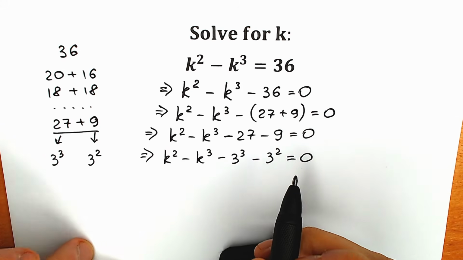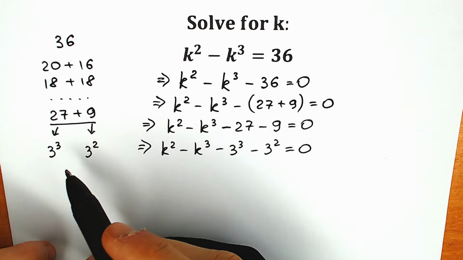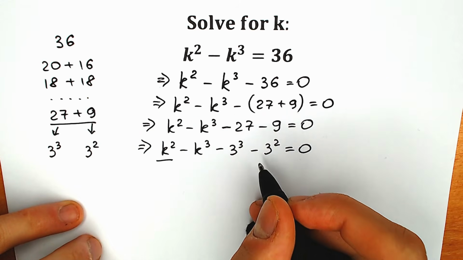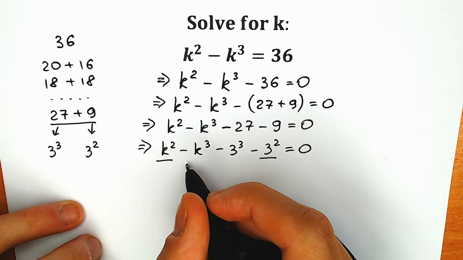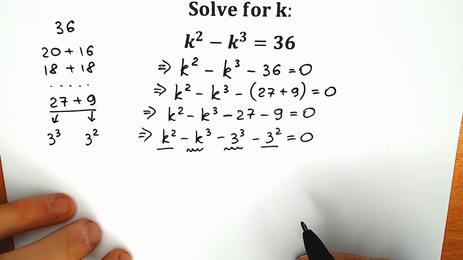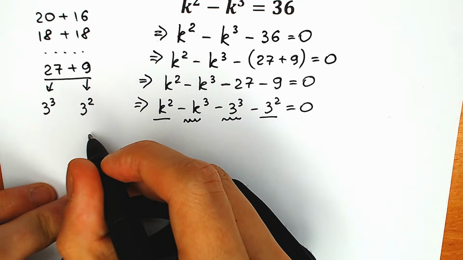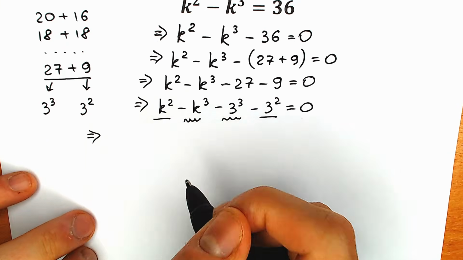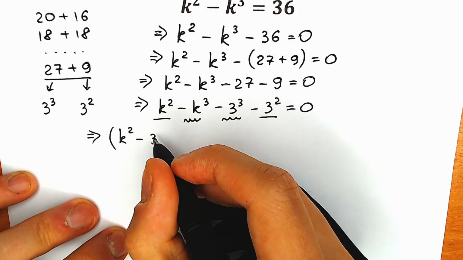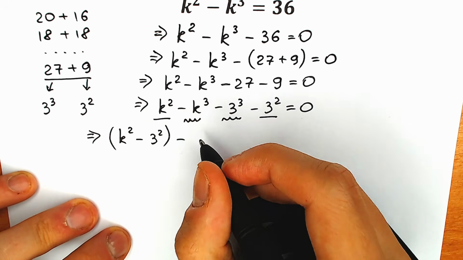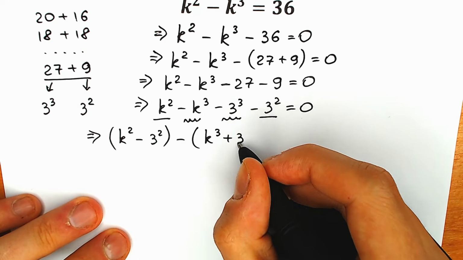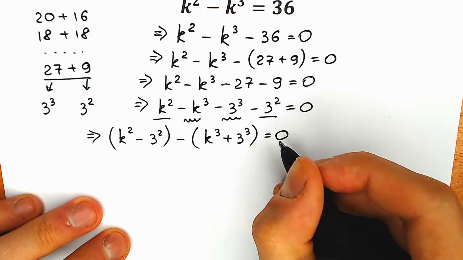And right now, let's look at this question from a different angle. Why do we write these cubes and squares? Because we can group them. We have k squared, we can easily group it with this 3 squared. We have k cubed, we can easily group it with this 3 cubed. So right now, let's group it with parentheses. First, we group our squares. So we have k squared minus 3 squared, and we have minus k cubed plus 3 cubed, equal to 0.